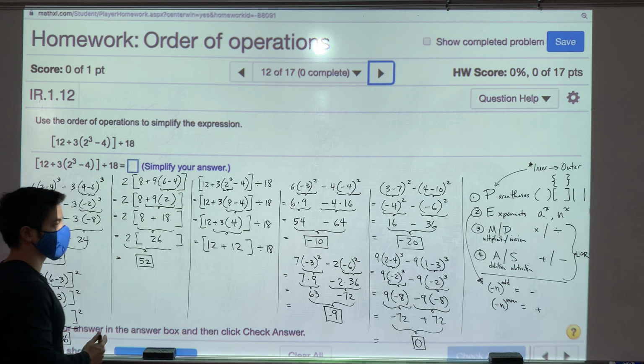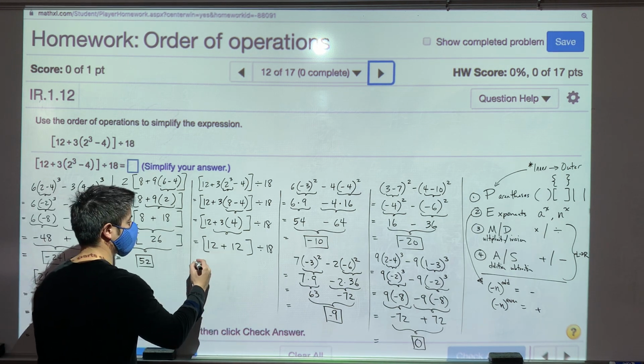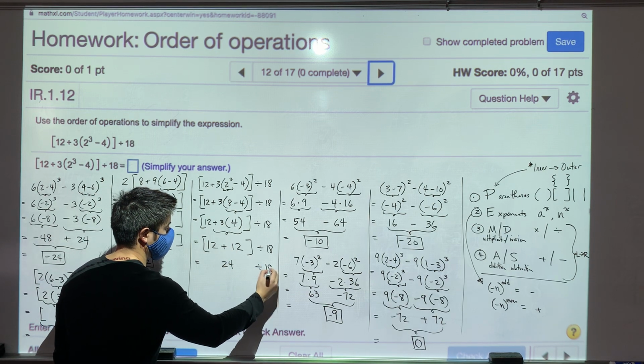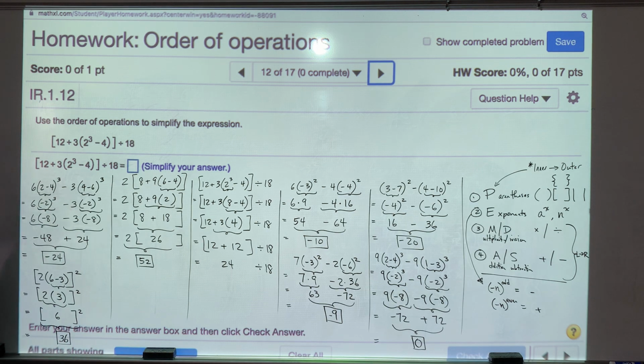All right. And now I can add these. 12 plus 12 is 24, divided by 18. I'm going to get a fraction for this answer? Maybe? We'll see what happens.